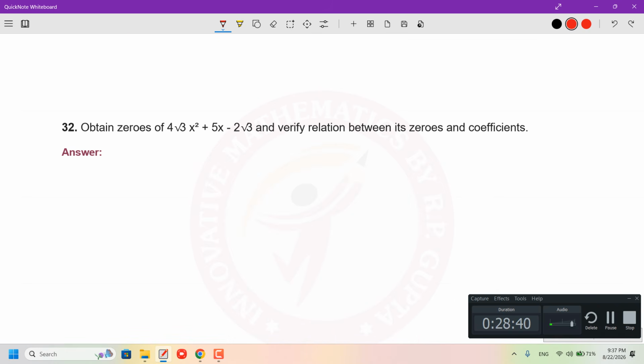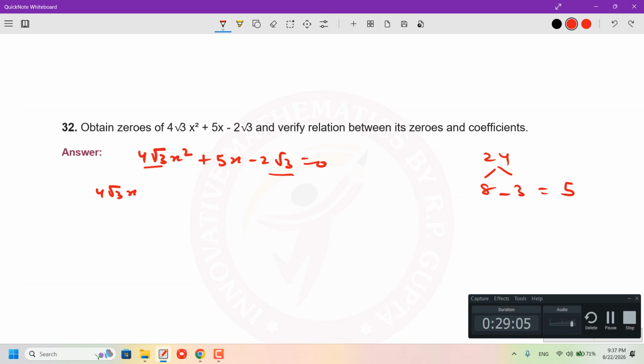Obtain the zeros of the polynomial and verify their relationship. So 4 root 3 x square plus 5x minus 2 root 3 equal to 0. अब देखो 4 रूट 3 और 2 रूट 3 को मल्टीप्लाई करो तो 4 2 जा 8, 8 3 जा 24, 24 और 8 माइनस 3 5 आ गया ना. सो दिस इज 4 रूट 3 एक्स स्क्वायर प्लस 8x माइनस 3x माइनस 2 रूट 3 इक्वल टू 0.